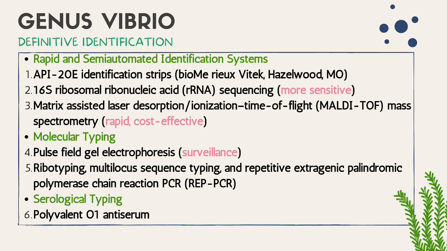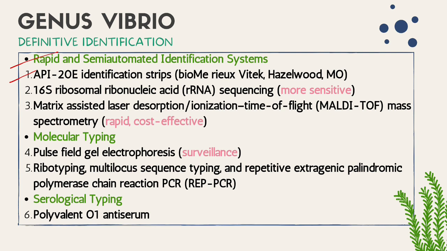So, for definitive identification, pag sinabi nating definitive, this is the reference, the gold standard for identifying your Vibrio species. So, kung gusto natin ng mas accurate na identification, we can use machines or technology and serological or molecular typing. So, the first one, we use the rapid and semi-automated identification system. So, we have three, the API-20E identification strip. So, hindi na natin to i-discuss, no? Kasi mababaliw tayo sa mga specifications nila. But all of these can identify more accurately the Vibrio species.